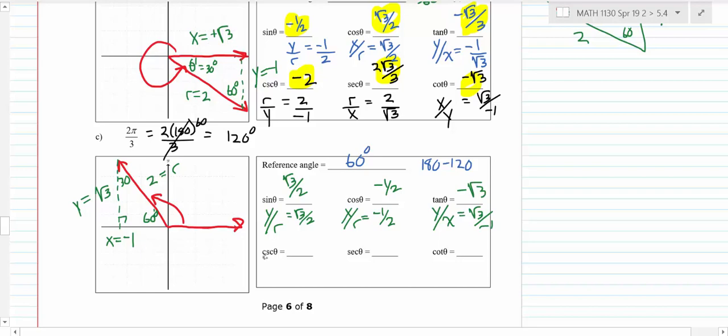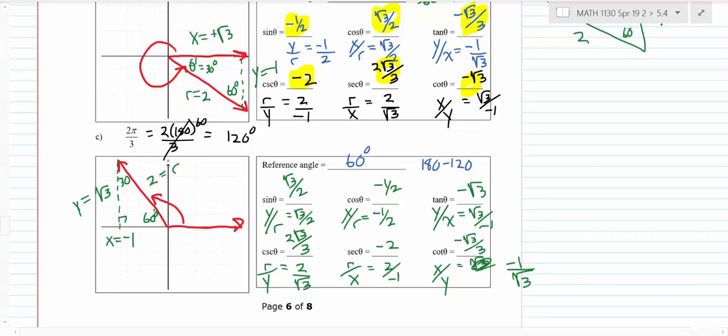Okay, then it's just a matter of doing the reciprocals. Cosecant's r over y. So that would be 2 over root 3. That rationalizes to 2 root 3 over 3. The secant's r over x. R is 2, x is -1, so that's -2. Cotangent's x over y. So that would be -1 over square root of 3. And then that would rationalize to negative square root of 3 over 3. Okay?